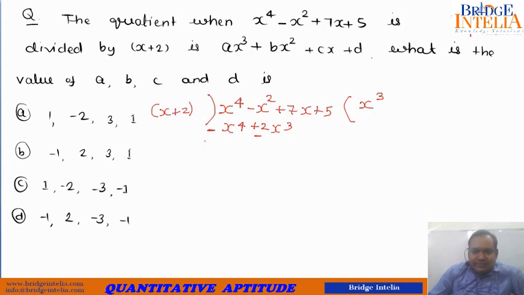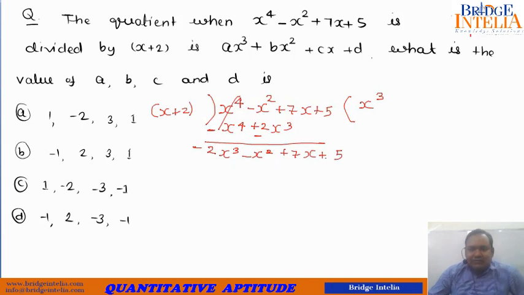Now if we subtract, these two terms will cancel each other out. So this is minus 2x cube minus x square plus 7x plus 5. Now from x you have to create minus 2x cube. How can you do that? You can do that by multiplying it with minus 2x square.